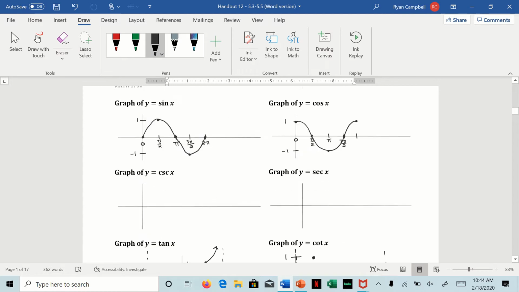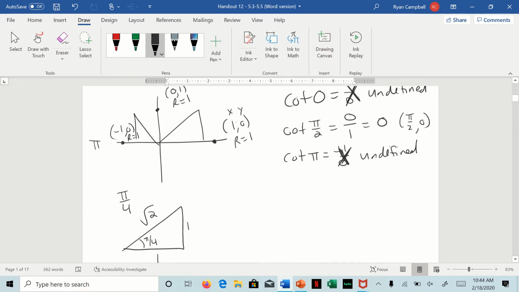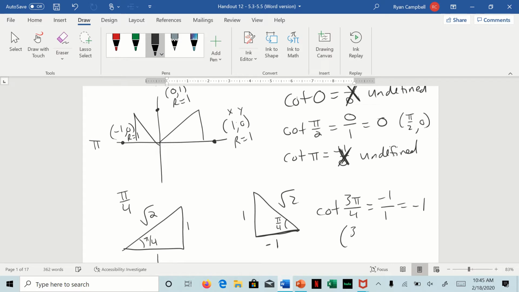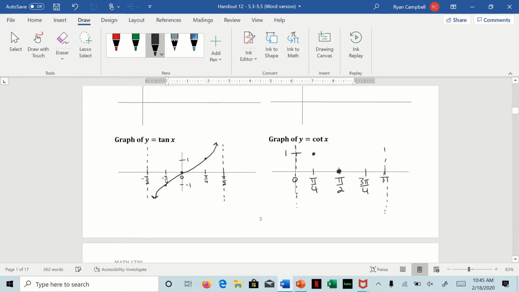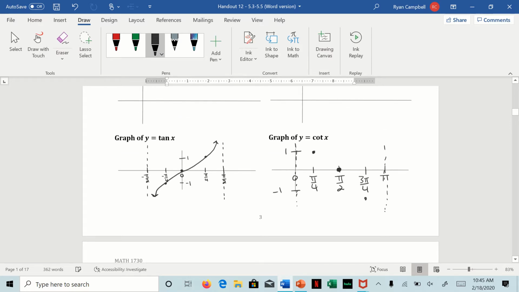So now we just got to look at 3 pi over 4. So 3 pi over 4 is going to be in the second quadrant. Again, the reference angle is going to be pi over 4. So we get 1, 1, square root of 2. We just need to make sure that the x value is going to be negative, because we're going in the negative direction. So cotangent of 3 pi over 4 is going to be negative 1 over 1, which is negative 1. So we get the point 3 pi over 4, negative 1. And that's what cotangent looks like.